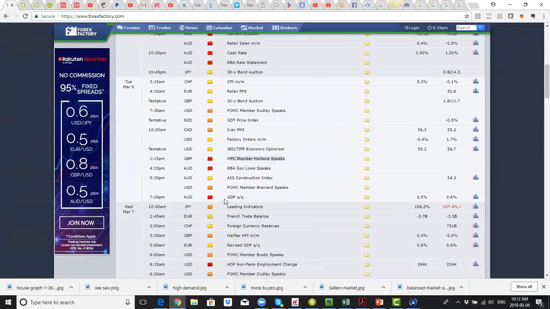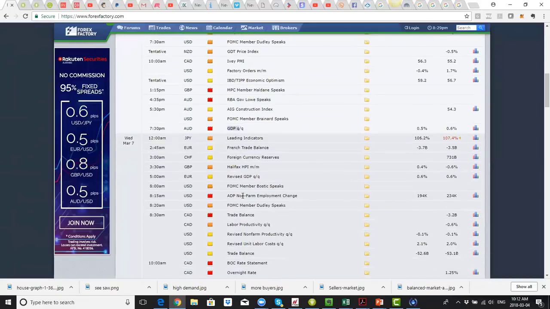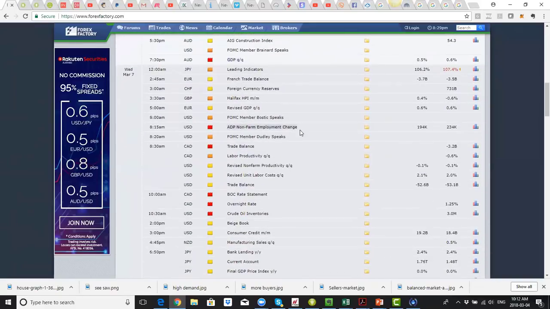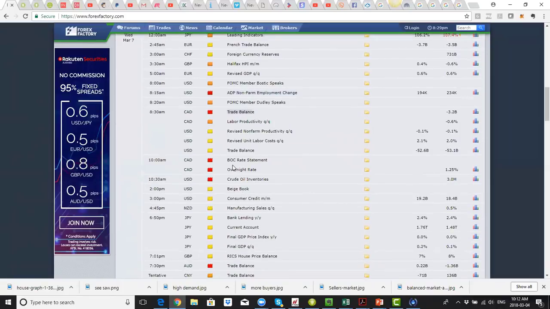And then Australia, we have GDP numbers. Those are always important. Wednesday, we have non-farm payroll employment change numbers. So these will be important. Trade balance for Canada will be important. And then we have Bank of Canada as well. So we have two central banks here this week.